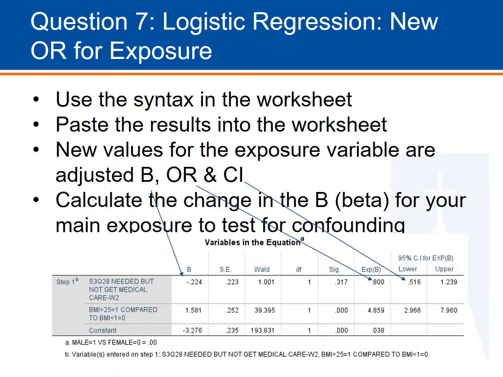After entering the confounder, the B, exponential B, and confidence interval might change. If there is no change, there is no confounding. If there is a change, the question is, how much does it change? We're looking for the change in the B. We call that the beta coefficient for a logistic regression to test the confounding.